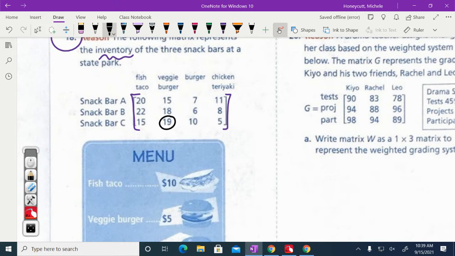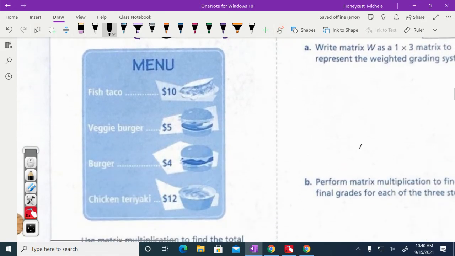How many fish tacos does snack bar A have? 20. How many chicken teriyakis does snack bar B have? 8. So we understand that matrix? Kind of. Okay. The second matrix is the menu matrix.